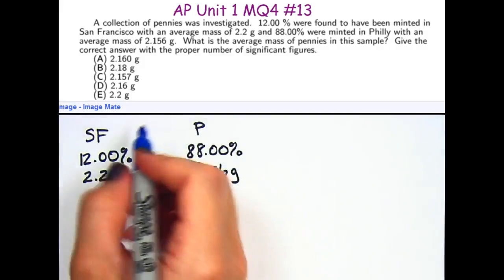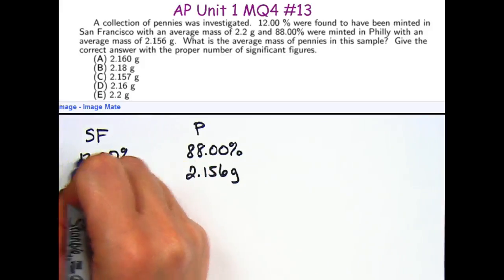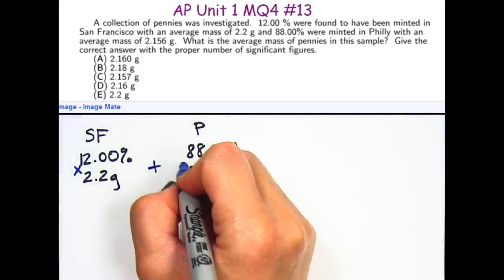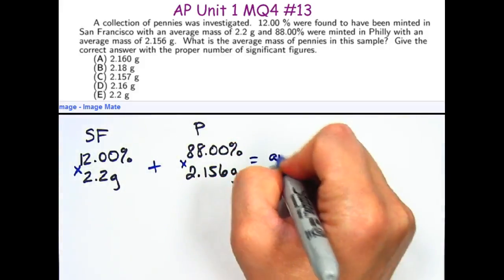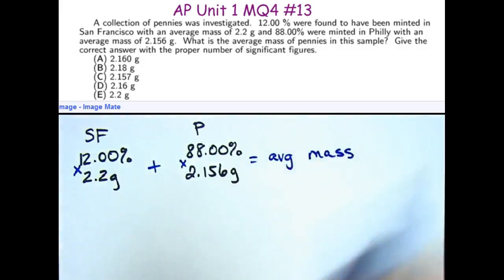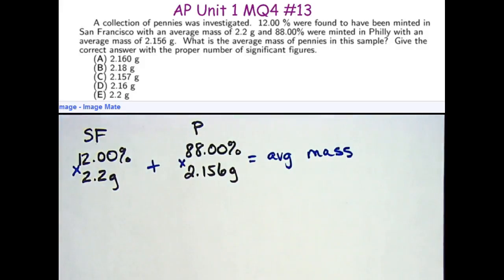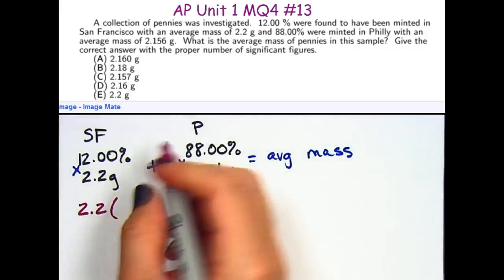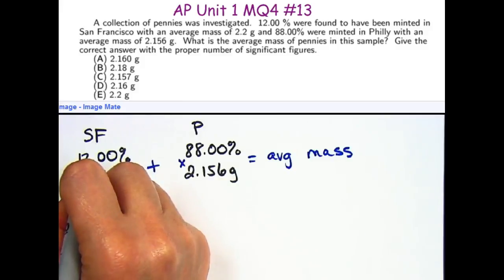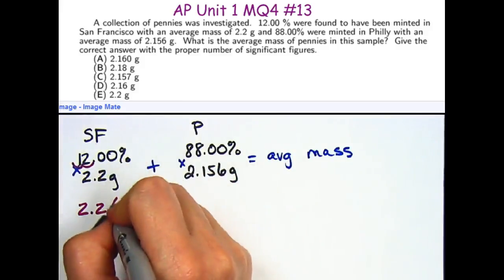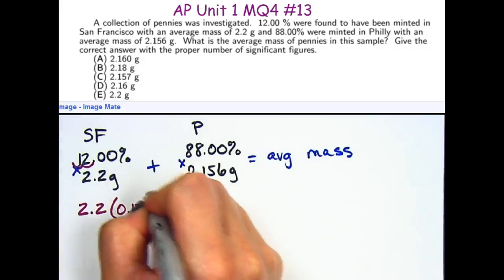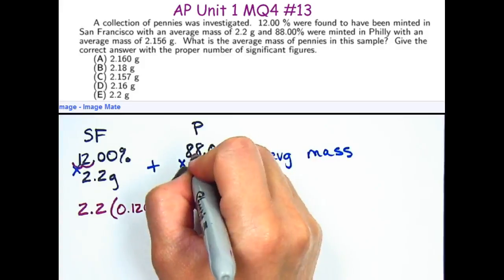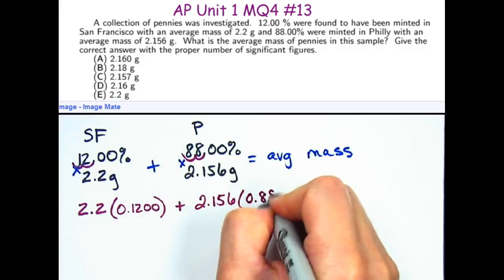these sets of pennies. So we're going to multiply the percentage times the mass in San Francisco, and we're going to add it to the percentage times the mass in Philly, and that's going to get us the average mass. So 2.2 times, I'm going to turn this percentage into a decimal by moving the decimal 2 places to the left, so we get 0.1200 plus 2.156 times, move that decimal 2 places to the left, 0.8800.